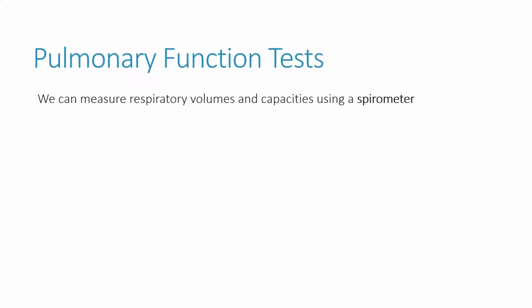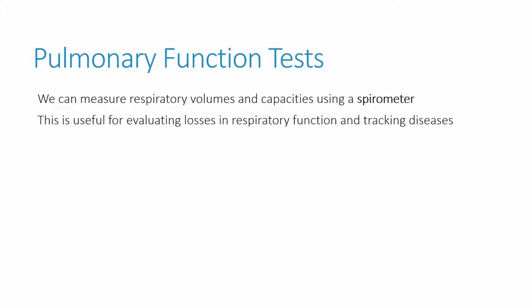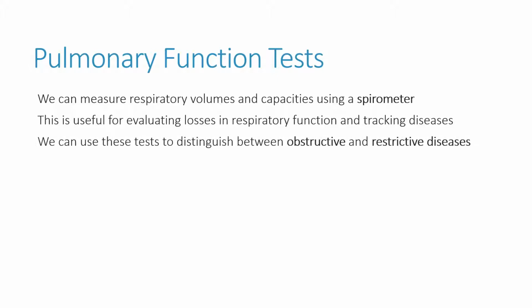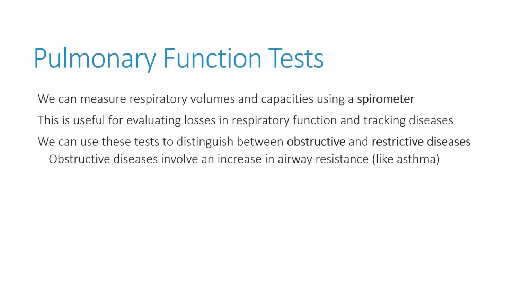We can measure respiratory volumes and capacities using a device called a spirometer. This spirometer is useful because it allows us to evaluate the loss of respiratory function and it allows us to track certain kinds of diseases. We can use these tests to distinguish between those disorders and diseases that are obstructive and or restrictive diseases.